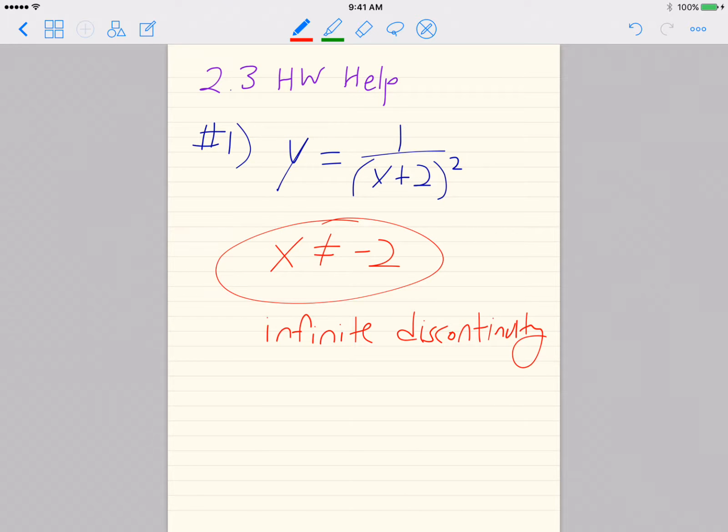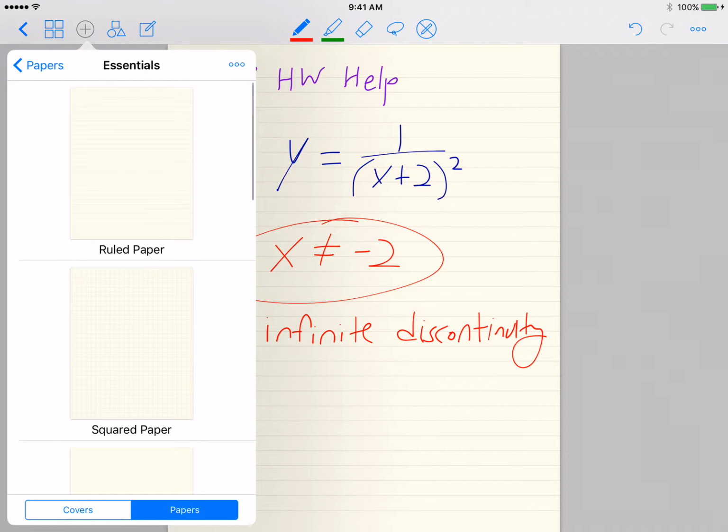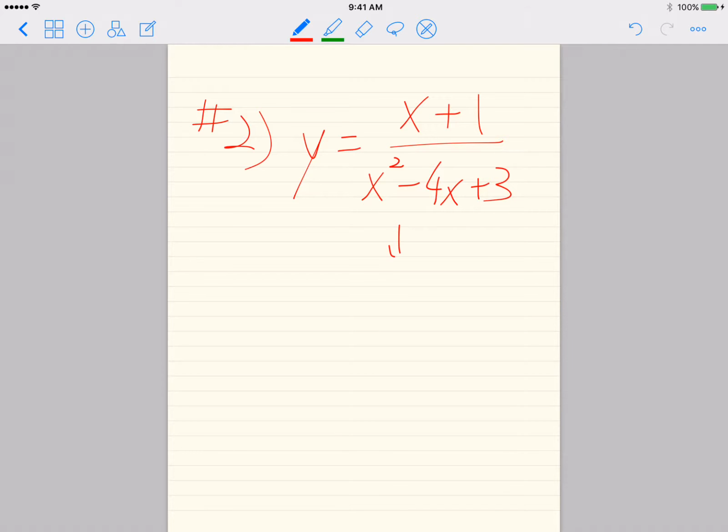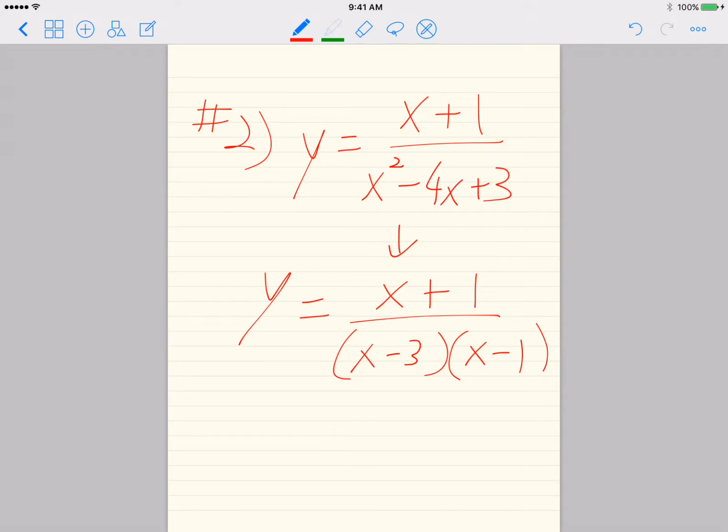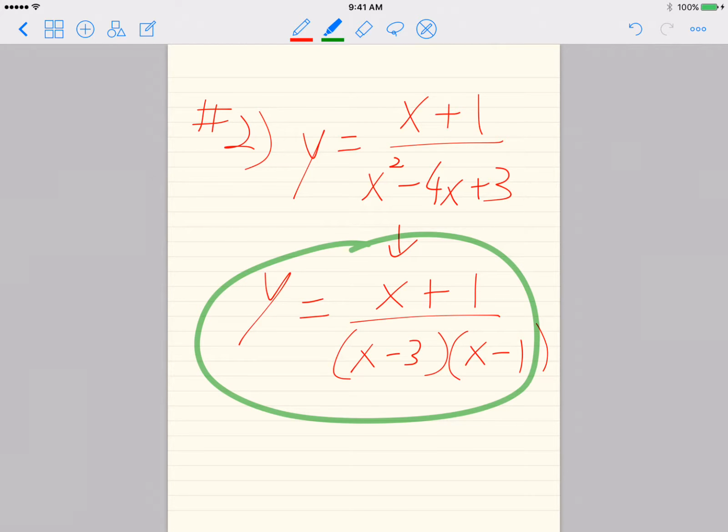Let's take a look at number 2 next. You're given the equation y equals (x plus 1) over (x squared minus 4x plus 3). The denominator of this rational expression is factorable, so you try to factor that first to see if it simplifies with what you have on the numerator. When you factor, unfortunately, nothing cancels out. So this is what you have.